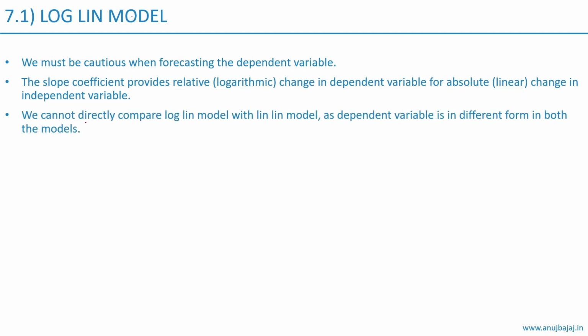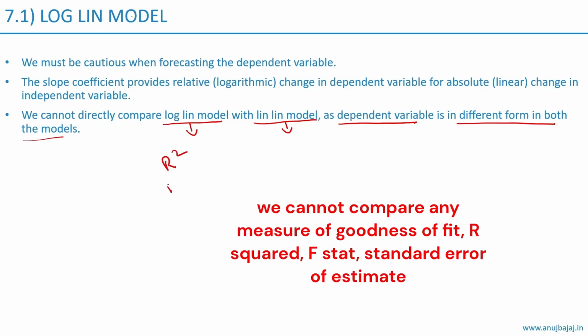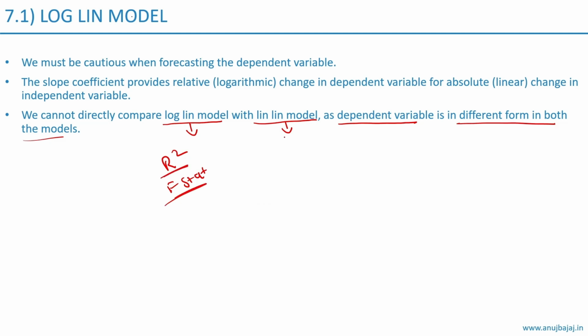And we cannot directly compare the log-lin model with the lin-lin model, that is, our simple linear regression model that we used until now. We cannot directly compare both models as the dependent variable is in a different form in each. By not comparing both models, we mean that we cannot directly compare the R square and F stat with the R square and F stat of the lin-lin model.